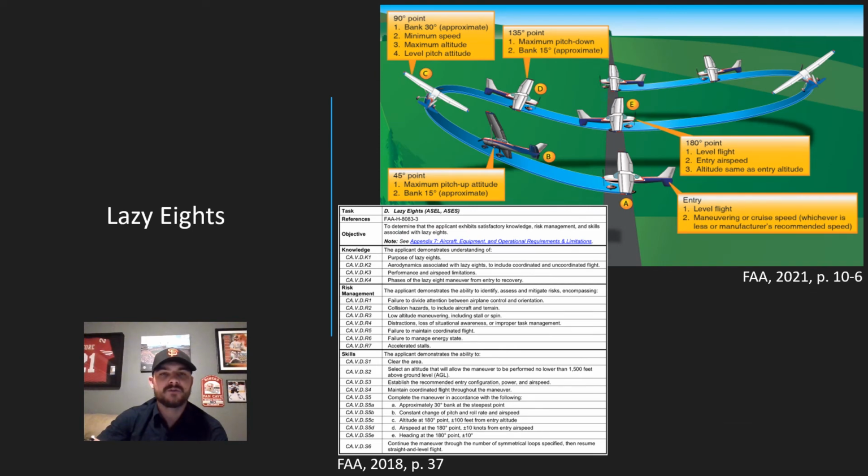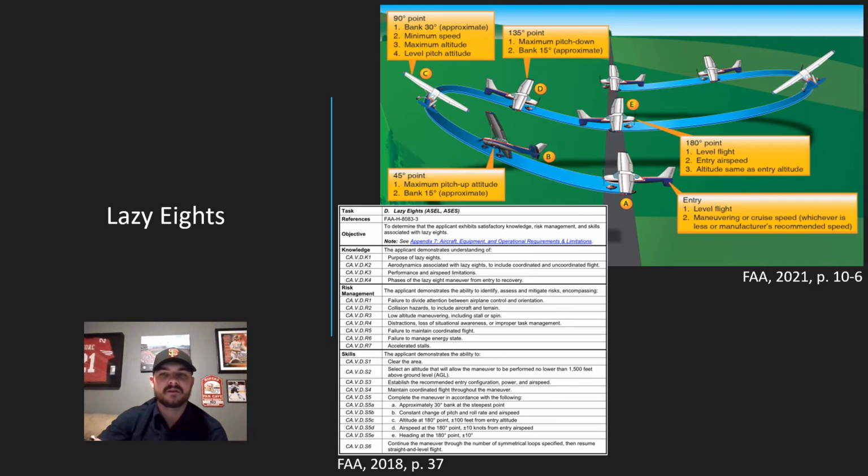Lazy 8s are the only maneuver in which flight control pressures are constantly changing and develop proper coordination of flight controls across a wide range of airspeeds and attitudes. In a Lazy 8, altitude changes through two 180-degree turns. Outside references are used to ensure turns are symmetrical.